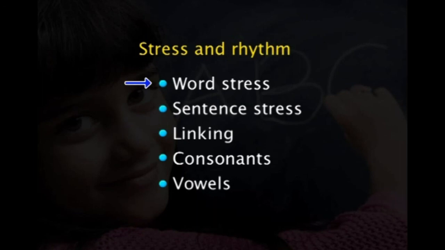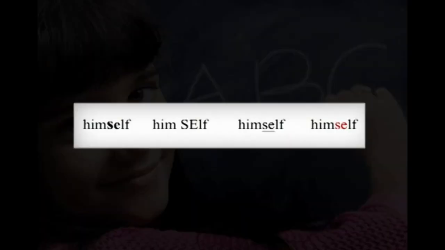Researchers have divided stress and rhythm into several levels. These are: number 1, word stress; 2, sentence stress; 3, linking; 4, consonants; 5, vowels. A few strategies have been suggested to teach word stress. Teachers can emphasize the stressed syllable by using visual effects such as thicken, capitalize, underline or color. For example, see how the stressed syllable is highlighted in the word himself.